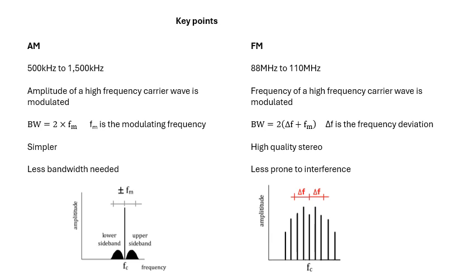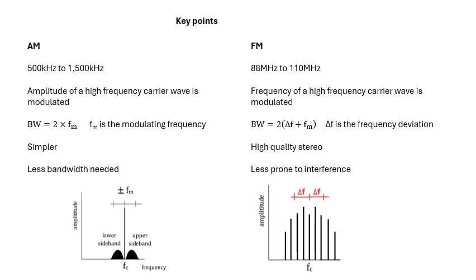Here are the key points. Quite a technical little video this, I think, especially the FM stuff. AM, remember the frequencies, 500 kilohertz to 1500 kilohertz. We modulate the amplitude. So the amplitude of a high frequency carrier wave is modulated. To work out the bandwidth, it's just 2 times the modulating frequency, which is typically 4 kilohertz. They don't use all of the 20 kilohertz that your ears can pick up, just 4 kilohertz. So typical bandwidth is about 8 kilohertz.